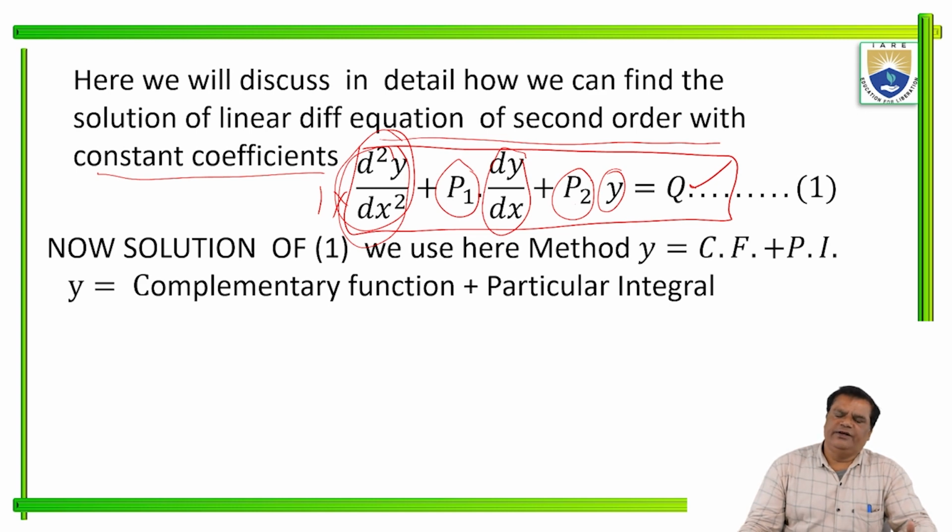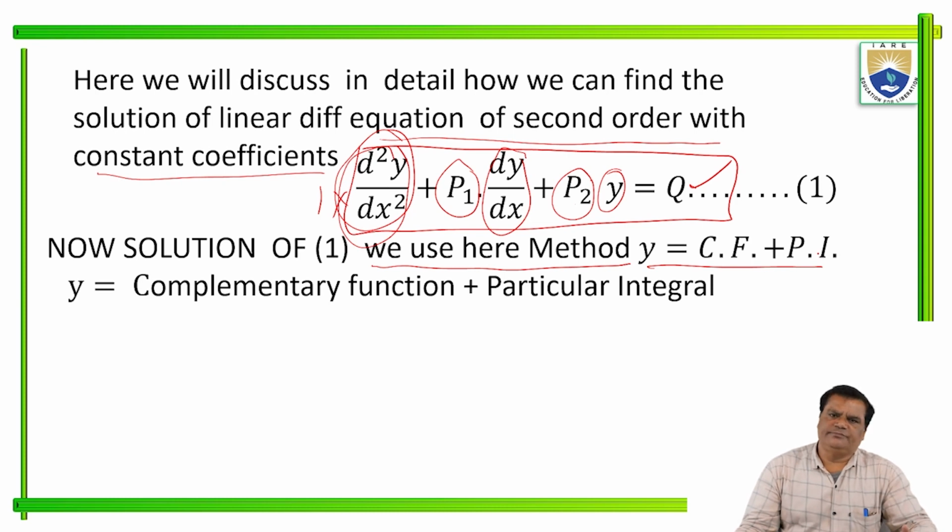This is the general linear differential equation I am taking here. Now, how can we solve this equation? We use the method y is equal to CF plus PI. In every linear differential equation with constant coefficients, of second order or third order or nth order, we use this method. This method is known as complementary function and particular integral.